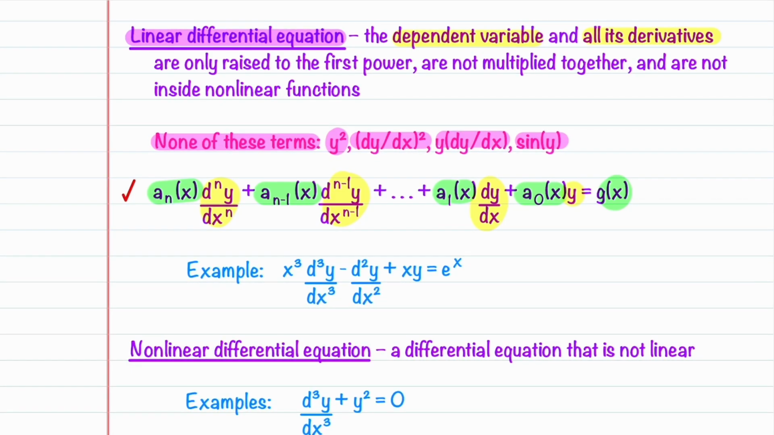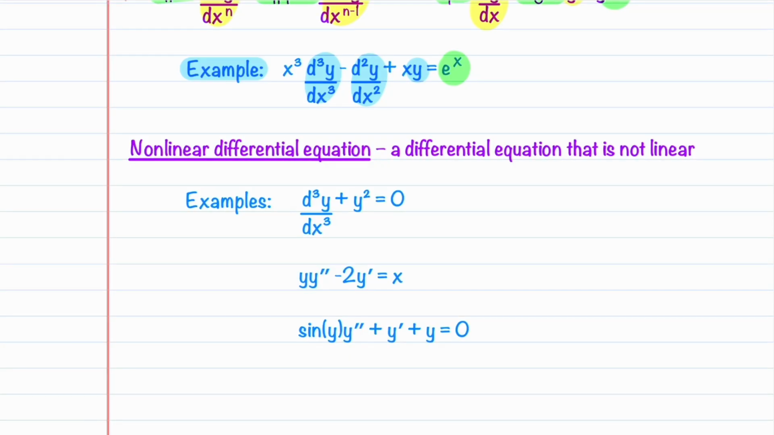Let's look at an example. This is a linear differential equation. All the derivatives are raised to the first power, and so is y, and there are no nonlinear terms that contain y. It's okay that the right-hand side contains a nonlinear term because that term is a function of x, which is the independent variable instead of the dependent variable.